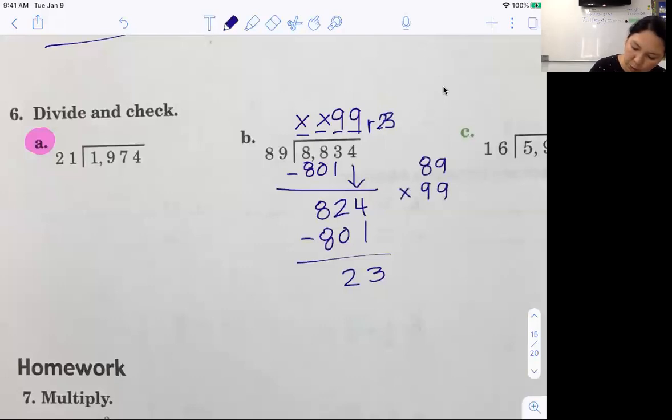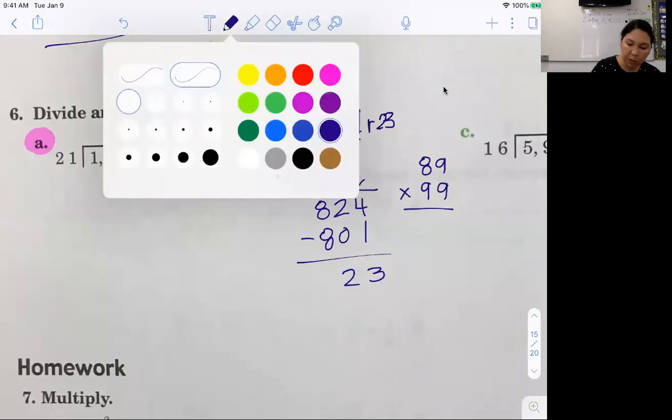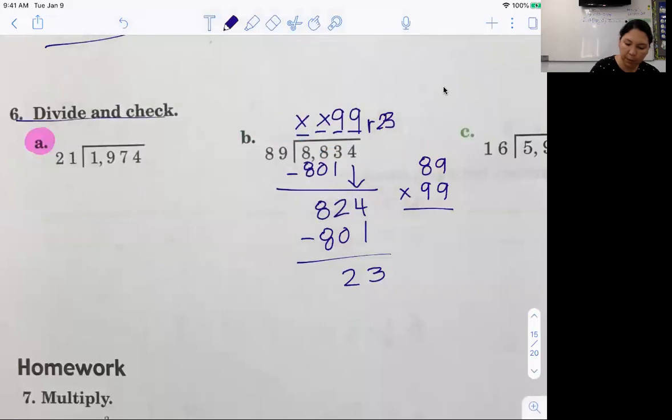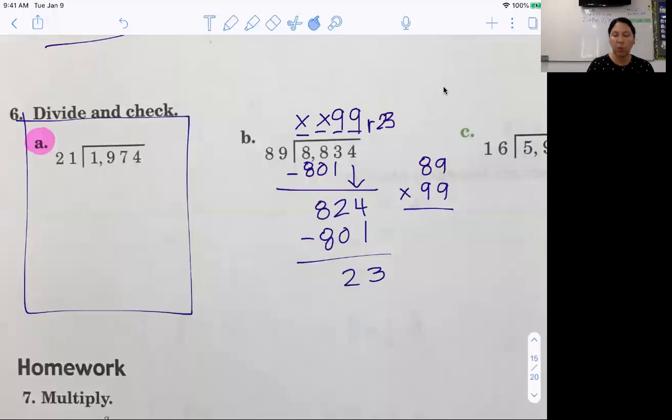Make sure you multiply the top quotient times the divisor and then add your remainder. Okay, you guys don't have to do the check here, okay? I was just letting you know how to check. All you have to do right now is this problem, letter A, divide and check. Okay, so go ahead and do 21 into 1,974. Take your time, pause the video.